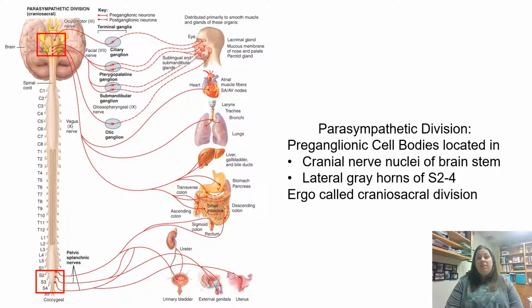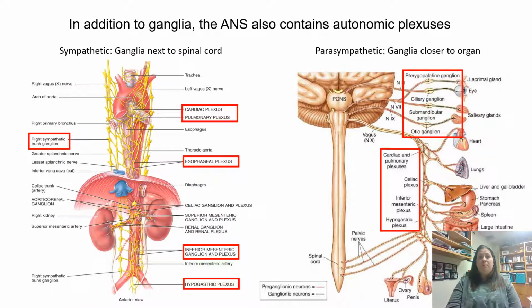The parasympathetic division is going to have its preganglionic cell bodies located in the cranial nerve nuclei in the brainstem, and also the lateral gray horns of S2 to S4, which are the sacral regions. This is why the parasympathetic division is also known as the craniosacral division, because its cell bodies are located in the cranial nerves as well as in the sacral area. So, craniosacral division.